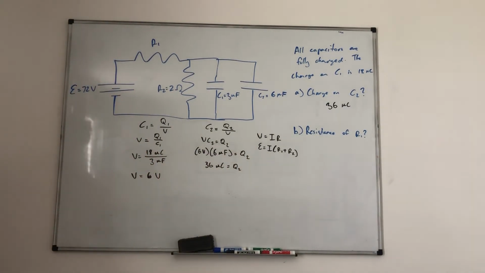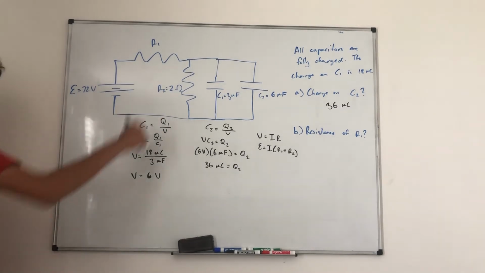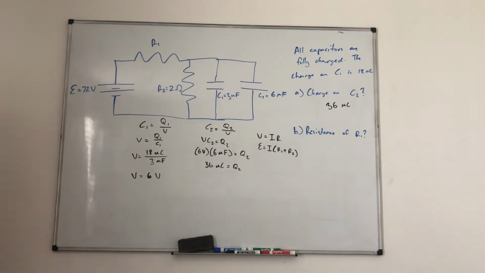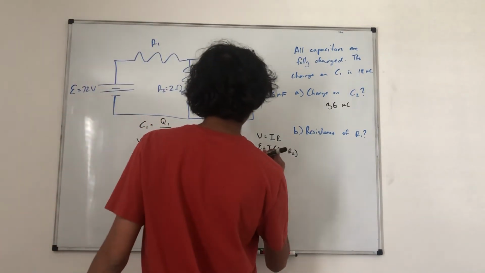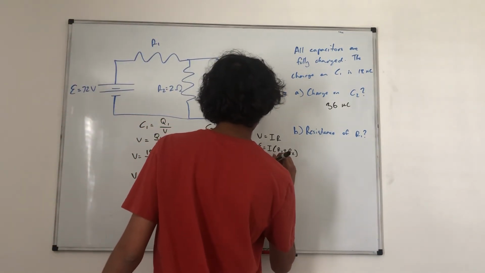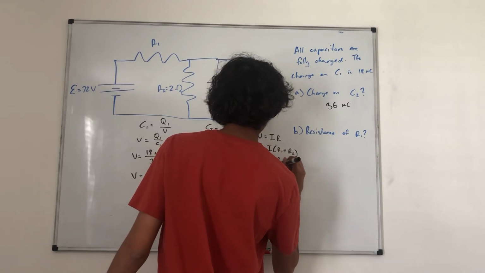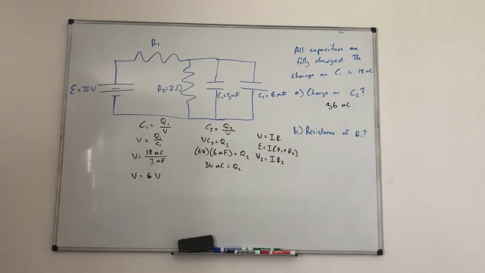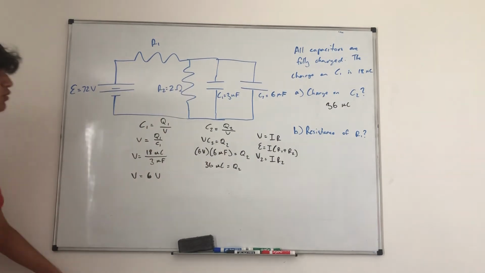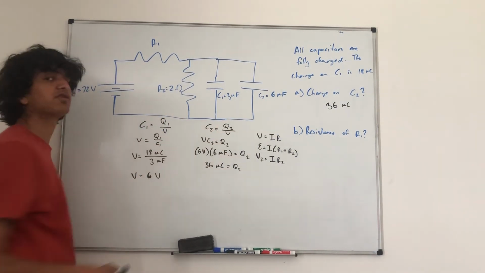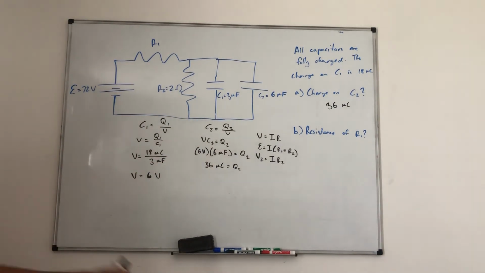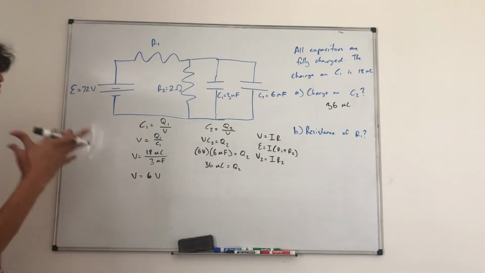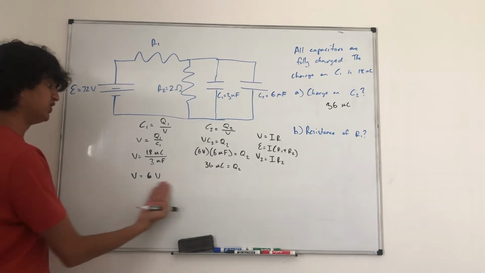What you can do is use R2. V2 is going to equal I times R2. Now, what is the voltage across this resistor? Remember, all three of these are in parallel. So whatever voltage the two capacitors face, the resistor also experiences the same voltage, because it's hooked up to that same point and experiences the same potential difference. And we found that V is 6 volts.